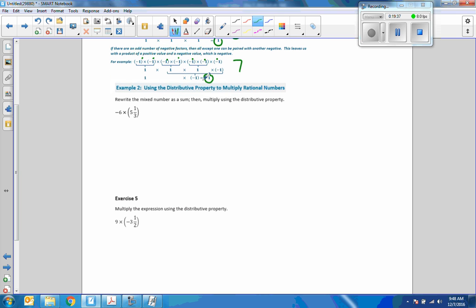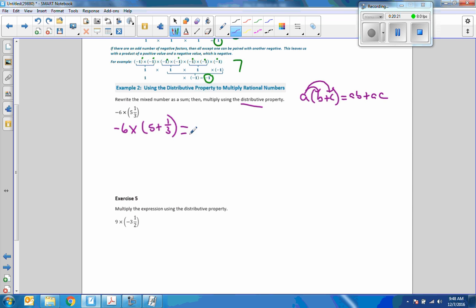Okay? Example 2. Rewrite the mixed number as a sum, and then multiply using the distributive property. Okay, so now we're getting into the distributive property. So remember, the distributive property is A times (B plus C) equals A times B plus A times C. Right. So now what they're saying is to write this as a sum. So it's going to be rewritten as -6 times (5 plus 1/3). That's what that means. The 5 is positive, therefore the 1/3 is positive, so we can split those up.